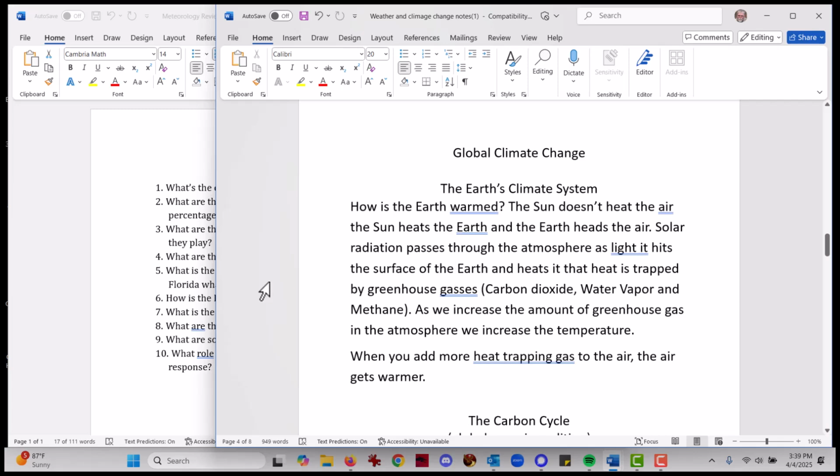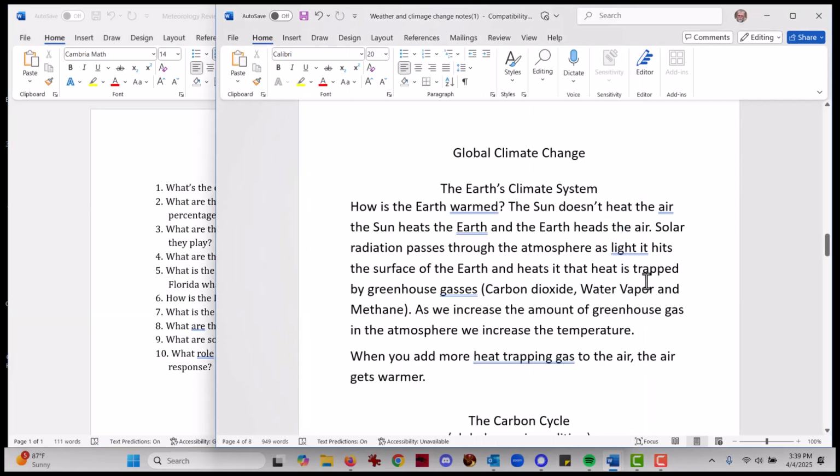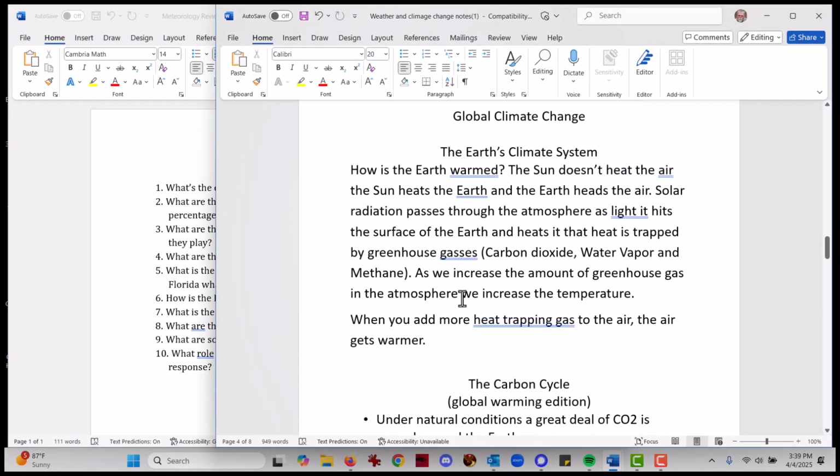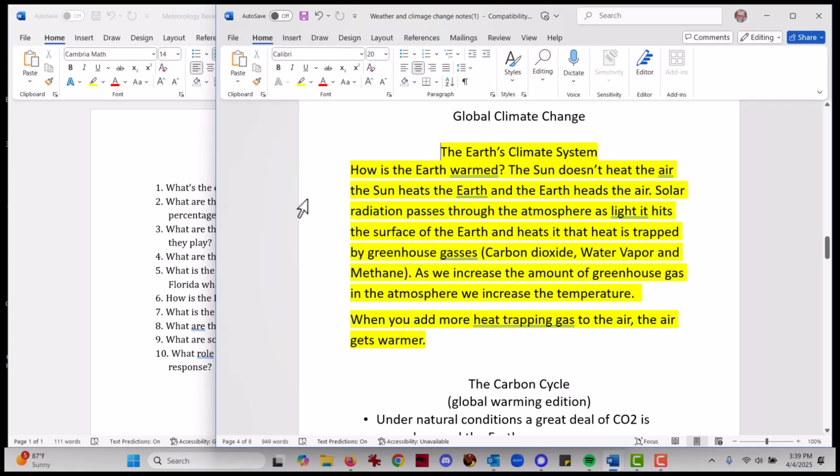Okay, so then we turned our attention to climate change. And the first thing we want to understand is, how is the Earth warmed, right? And one more time, and I know you're sick of hearing this, and I'm frankly sick of saying it, but the sun doesn't heat the air, right? The sun heats the earth, and the earth heats the air. The thing we want to add, though, here is greenhouse gases: carbon dioxide, methane, and water vapor. Mostly, those gases trap heat. Okay, and so, yeah, that's not inherently a bad thing, right?